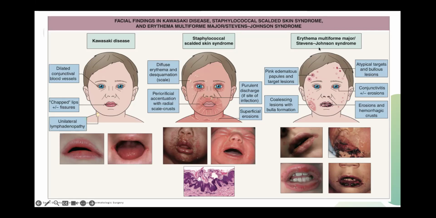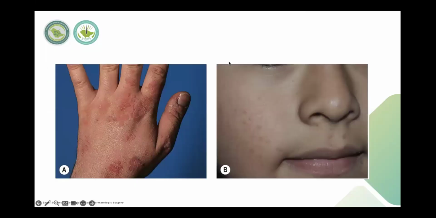And then erythema multiforme or Stevens-Johnson, where they have the bloody crust over the lips. These are the most important in terms of the bad ones. Here we go to another type of viruses.